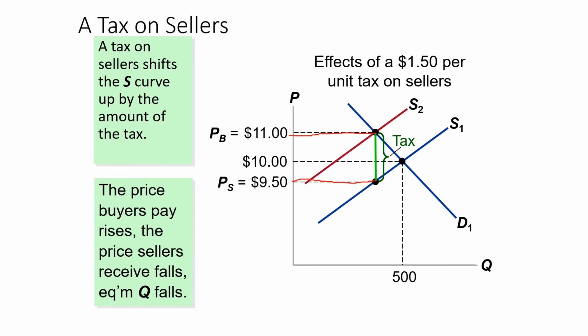So this is very much identical to our previous example. The main takeaway here is that whether the government imposes the tax on the buyers or on the sellers, the overall result will always be the same. The market will be distorted in the same manner.